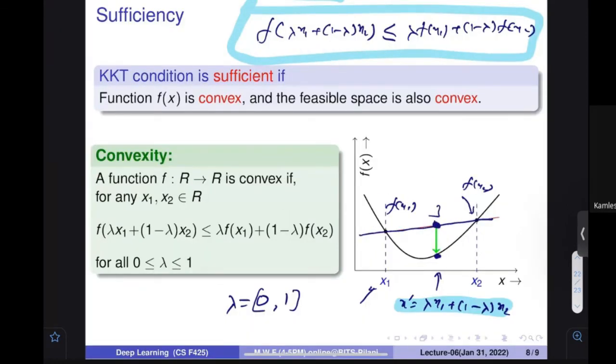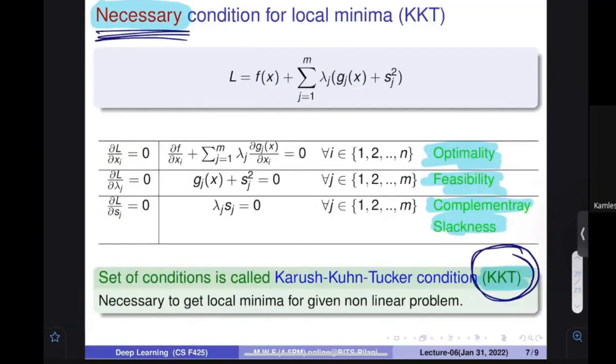If the function is convex and we solve this equation to find the solution, then my solution is going to give me the minima. This is called the Karush-Kuhn-Tucker condition.